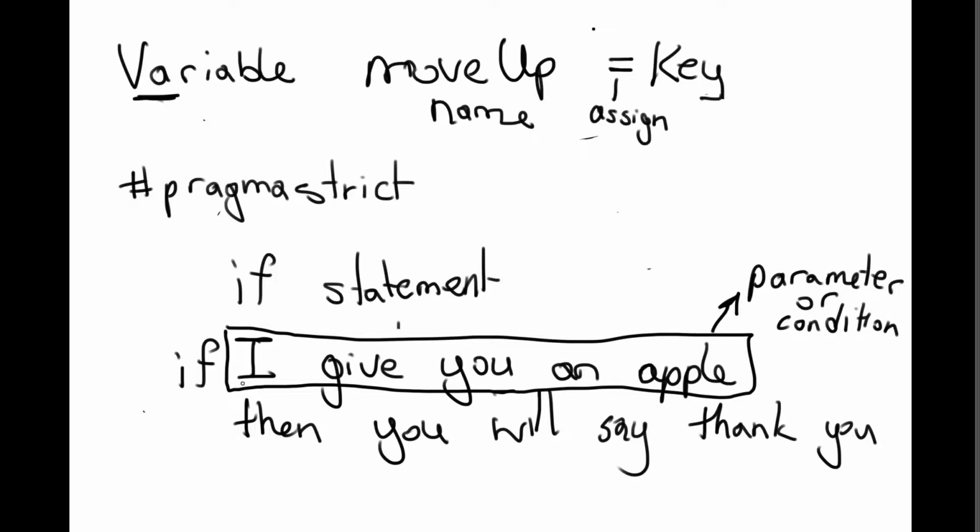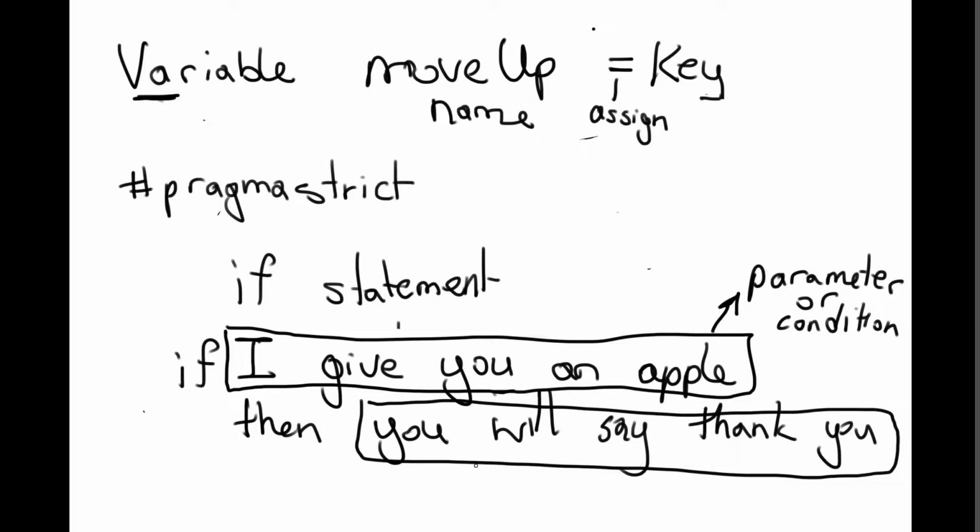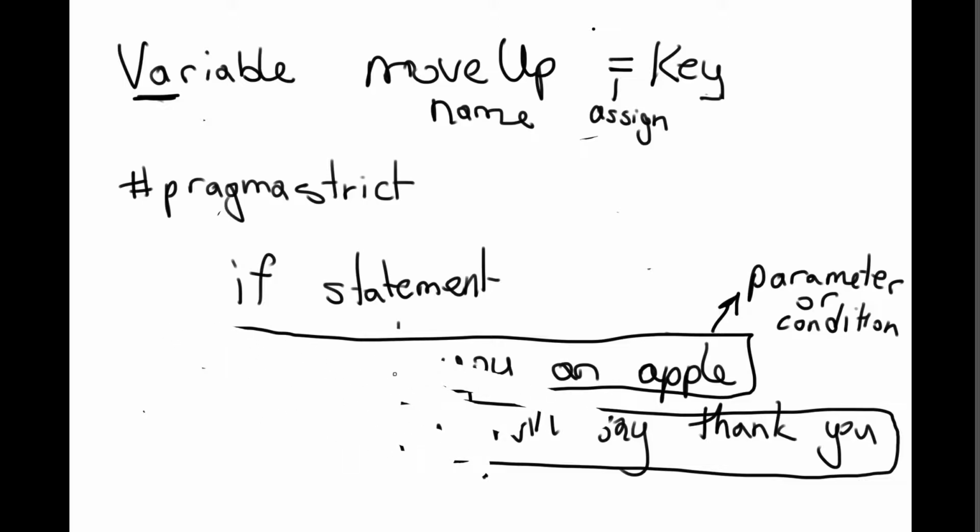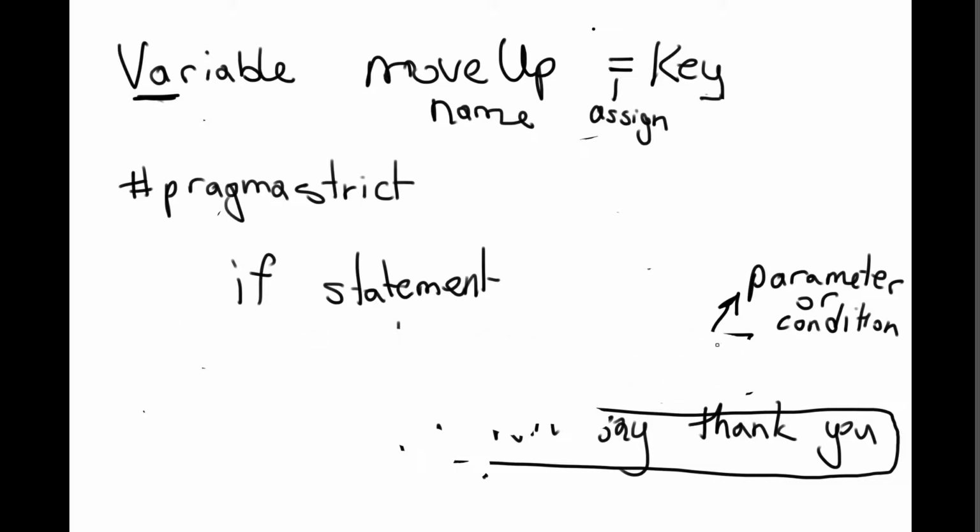Cool. So if I give you an apple, then whatever you have inside the if statement will be what will happen if this statement is actually true. It will say, if you get the apple, then you'll say thank you. So if this parameter is equal to true, you will say thank you. That's the simplest way to think about it. An if statement is, if something happens, then there will be a result. Let me erase this stuff here.